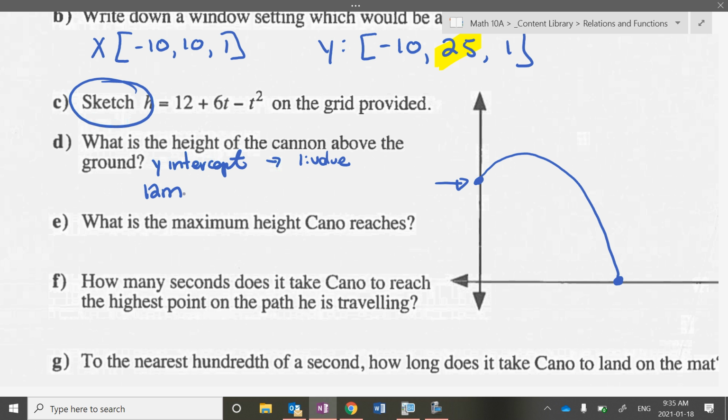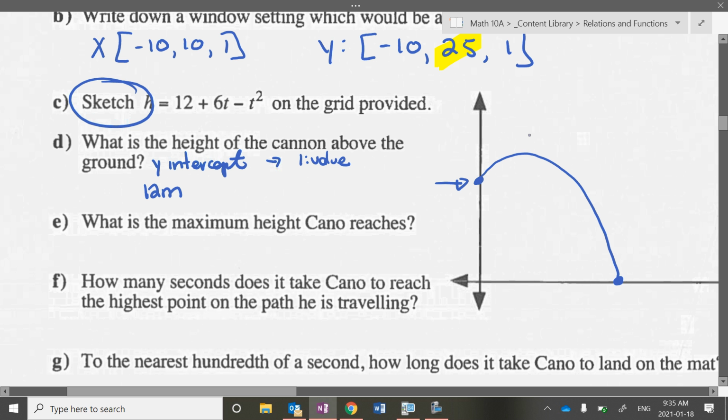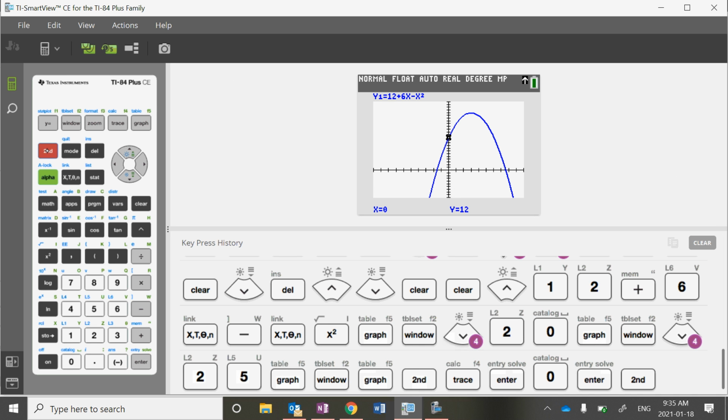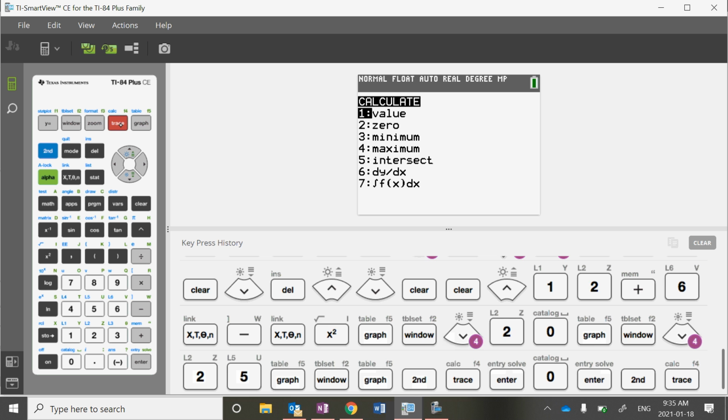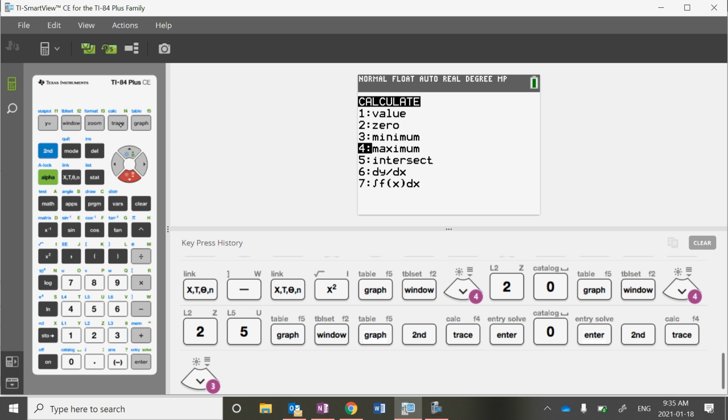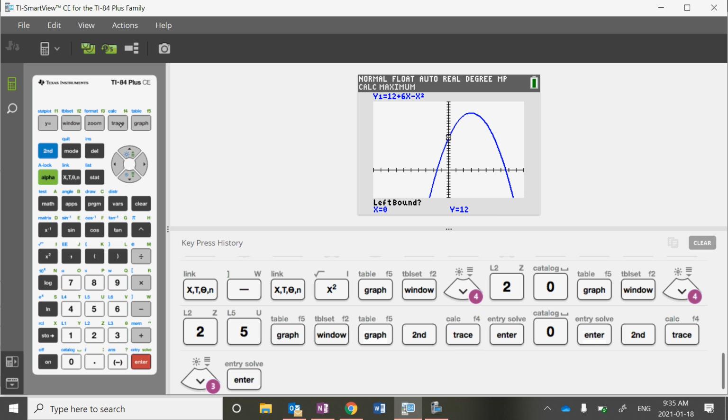It's really important. What is the maximum height the cannonball reaches? So we want to know this point right here. Go back to your graphing calculator, and we're going to go second trace, and we're going to go to maximum, number 4. Maximum, press enter. Left bound, you're going to be left of that max point. Enter. Right bound, you're going to be on the right side of the max point. Same idea as the x-intercept. You want to make sure that your max point is in between your two little arrows. Press enter. My max height is 21 meters, at approximately 3 seconds.